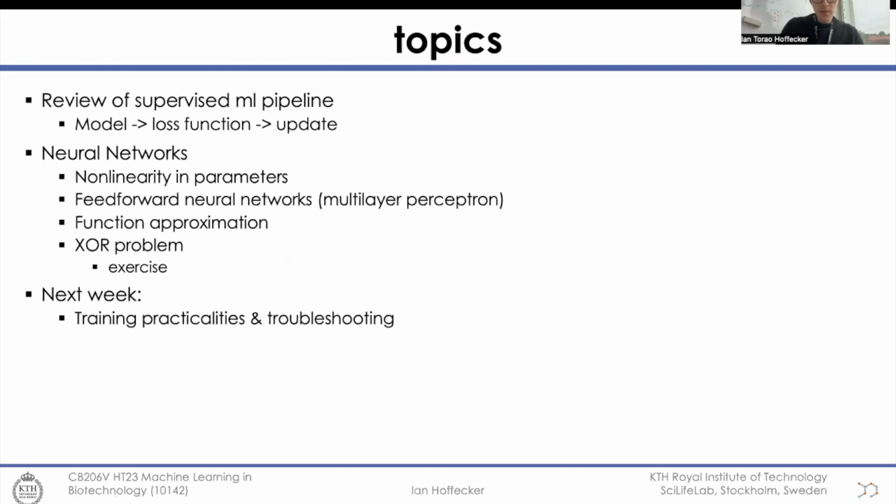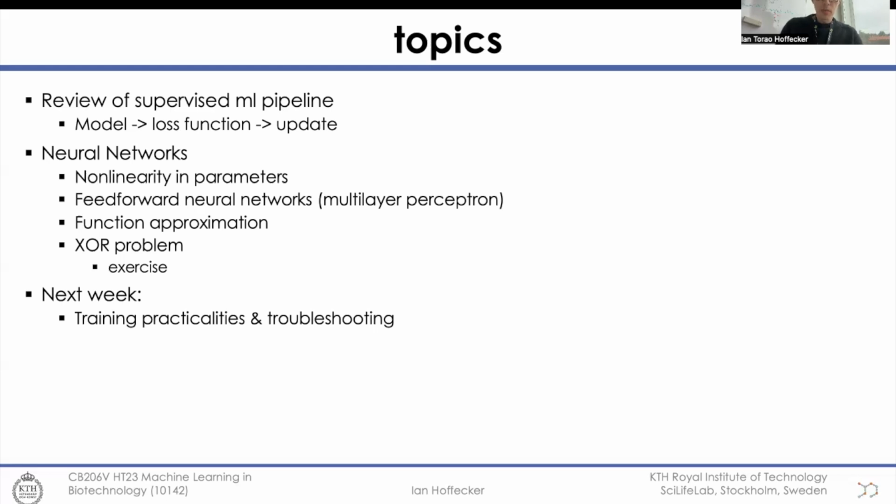So the topics I want to cover are first a review of the supervised machine learning pipeline that we've been through now with linear regression and then logistic regression. And we're going to build off of these ideas for neural networks. And so on the topic of neural networks, we're going to talk about what makes them different, their capacity to handle non-linearity in parameters, and we'll talk about a simple type of deep neural network, the multi-layer perceptron, and how this can be used to approximate nonlinear functions and also Boolean logic gates. And then we have an exercise for you based on that.